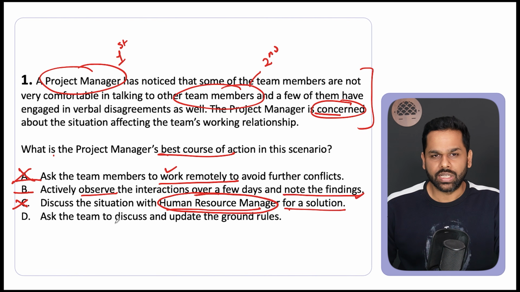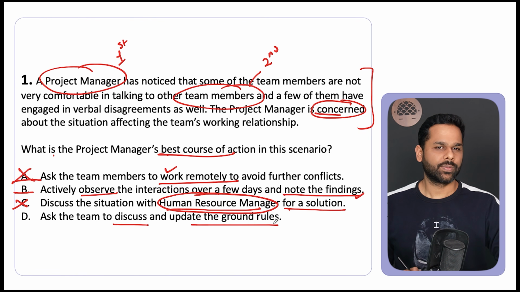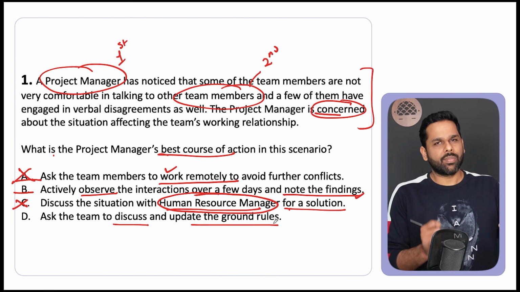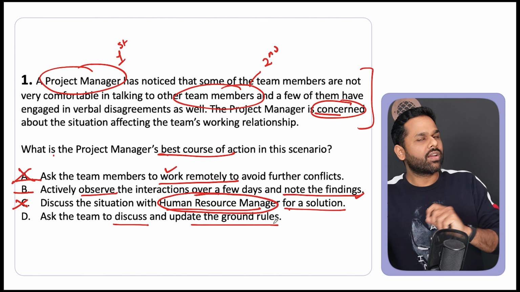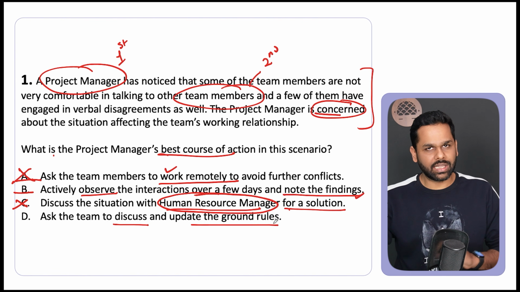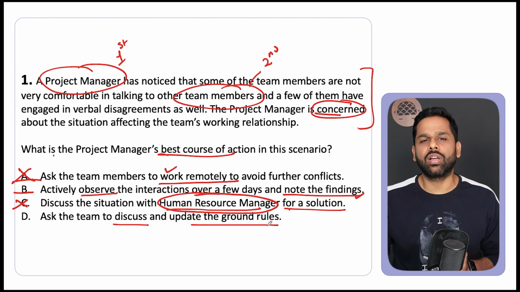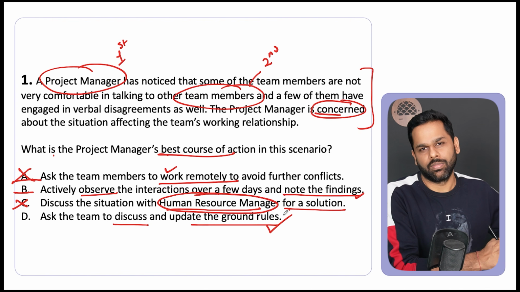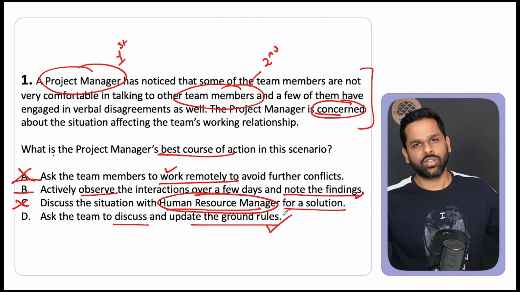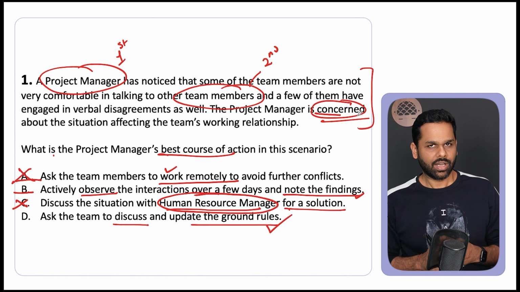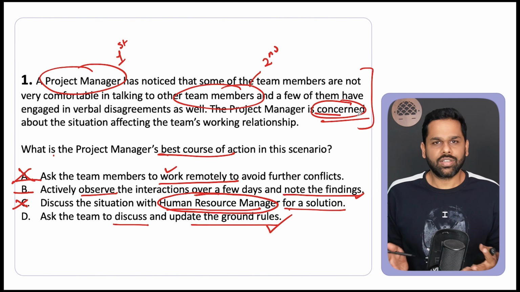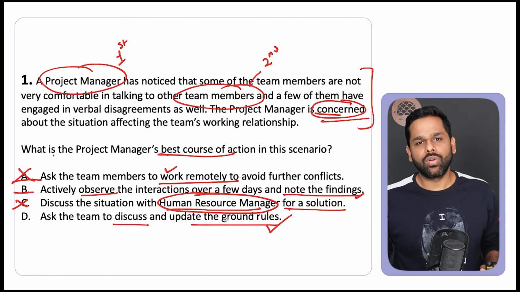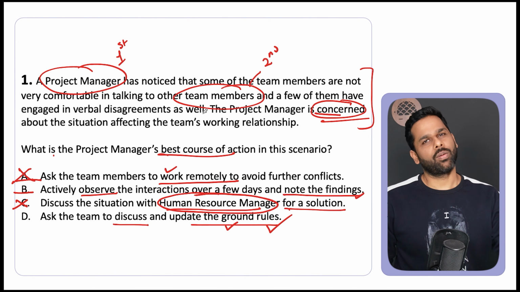Ask the team to discuss and update the ground rules. Again, asking the team to discuss is not a bad idea. Okay, but updating the ground rules is, because we are saying that the conflict is happening because of the ground rules. Right? So you are pinpointing the root cause of a problem just based on your concern. Right? We cannot do that. It's not justified. There's no information given in the question that is saying that the ground rule is not proper and because of which they are facing a problem.